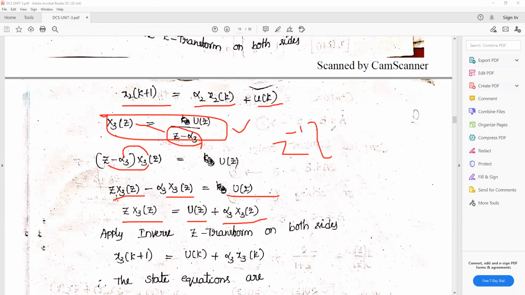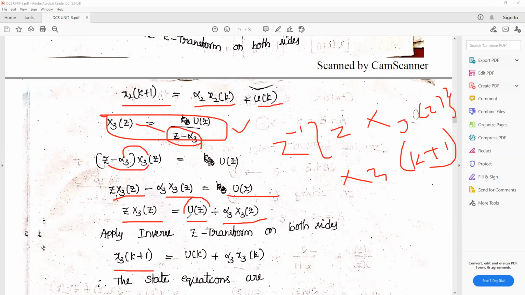So the z inverse of z into x3 of z is x3 of k plus 1. So x3 of k plus 1, and u of z is u of k, and x3 of z is x3 of k.